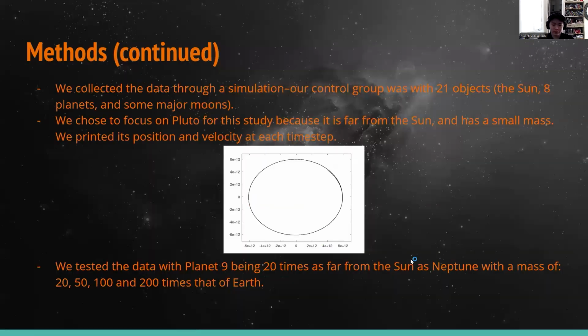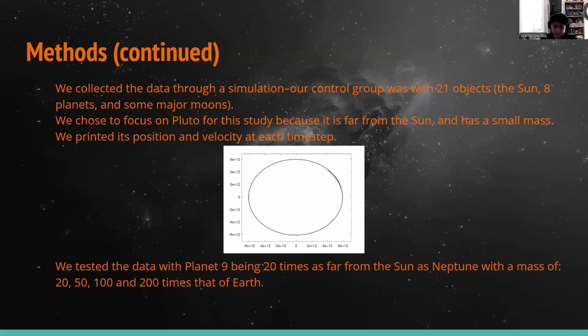So we collected the data through the simulation, and it had 21 objects: the sun, 8 planets, and some major moons. We also had some dwarf planets, and we chose to focus on Pluto for the study because it's really far from the sun and it's really small, so we thought its effects could be seen more clearly from Planet 9. We printed its position and velocity at each time step, and here you can see a graph of how it moved in one orbit.